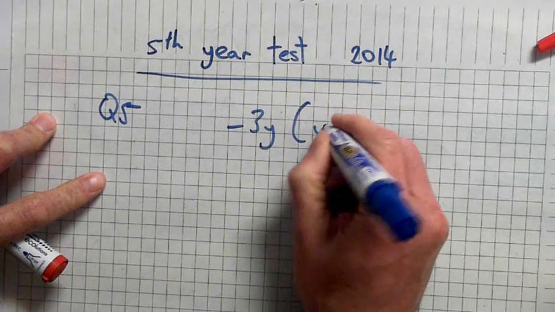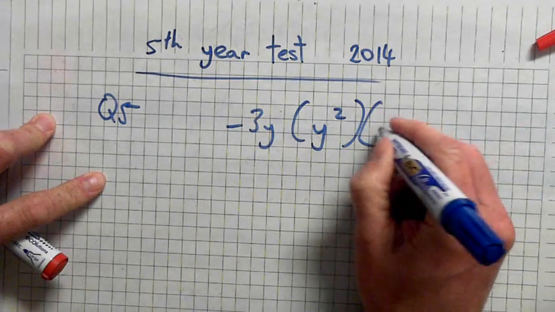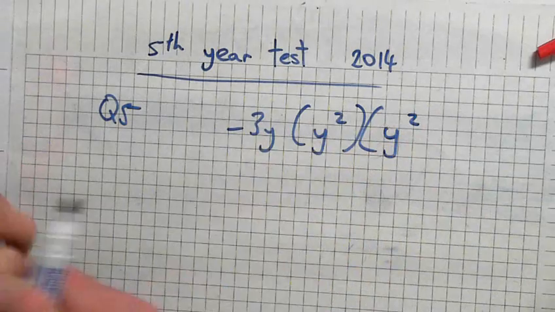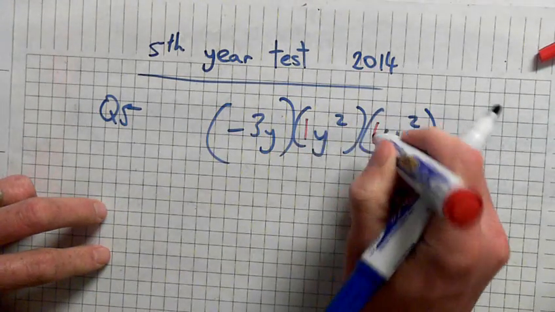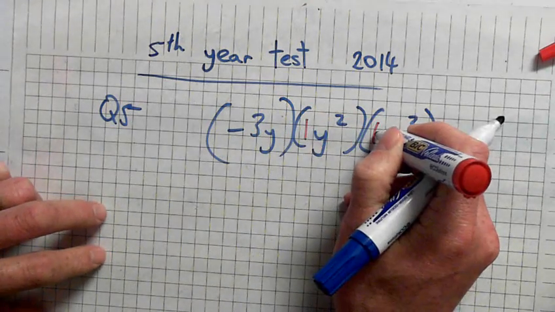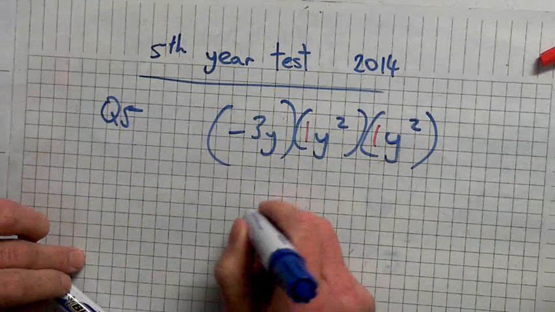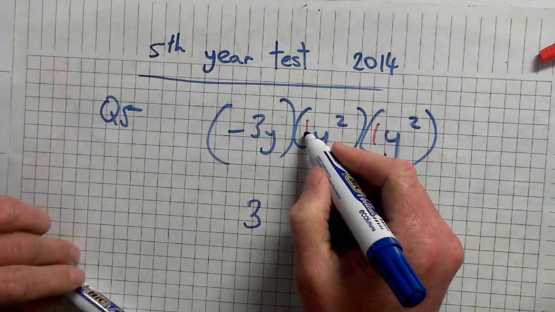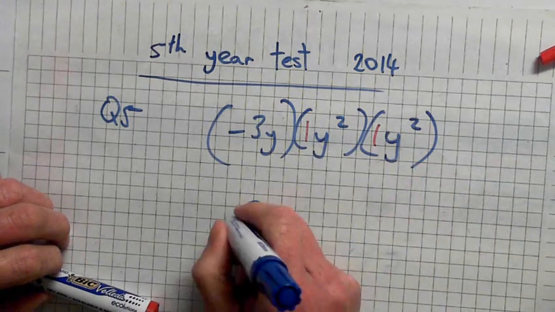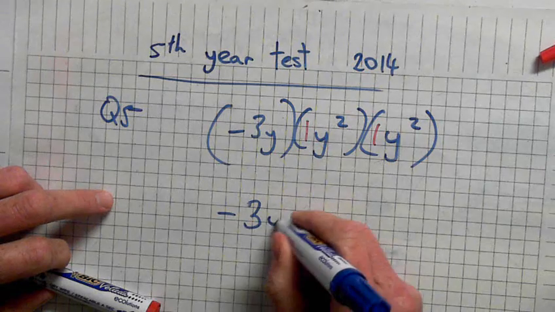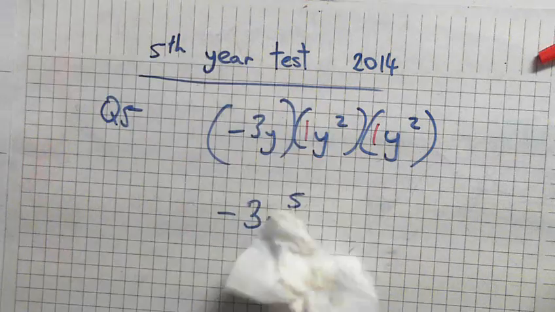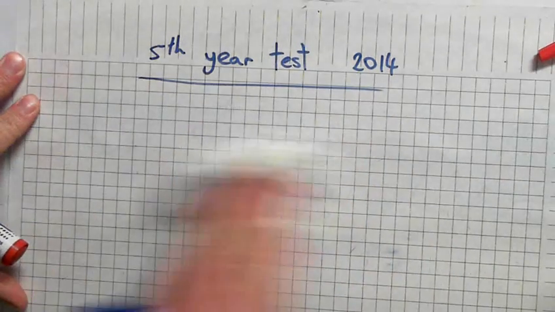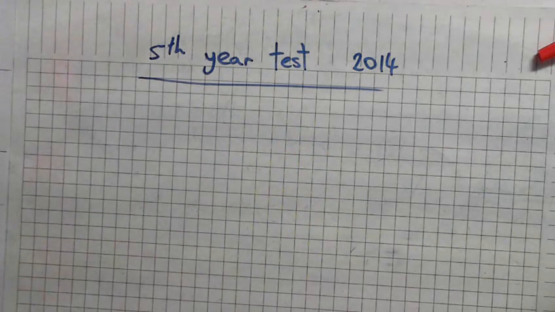Minus 3y times y squared times y squared. So what number is missing? 1. So it's 3 times 1 is 3. Minus times a plus is a minus. And how many y's? y to the 5. Question 6.